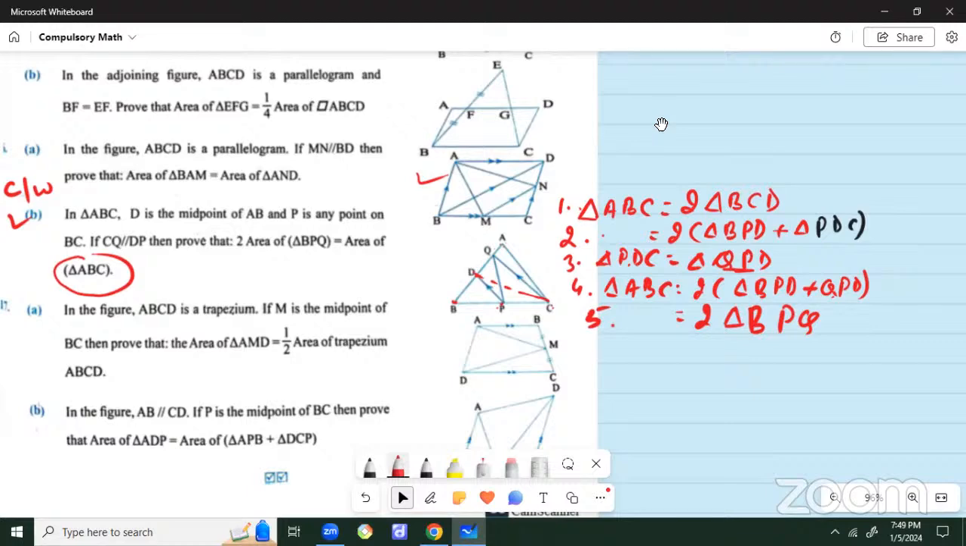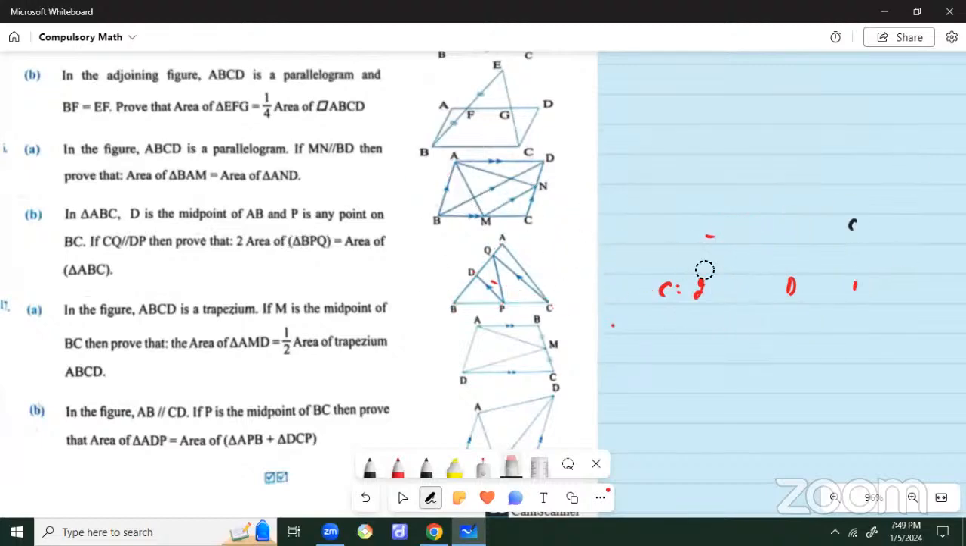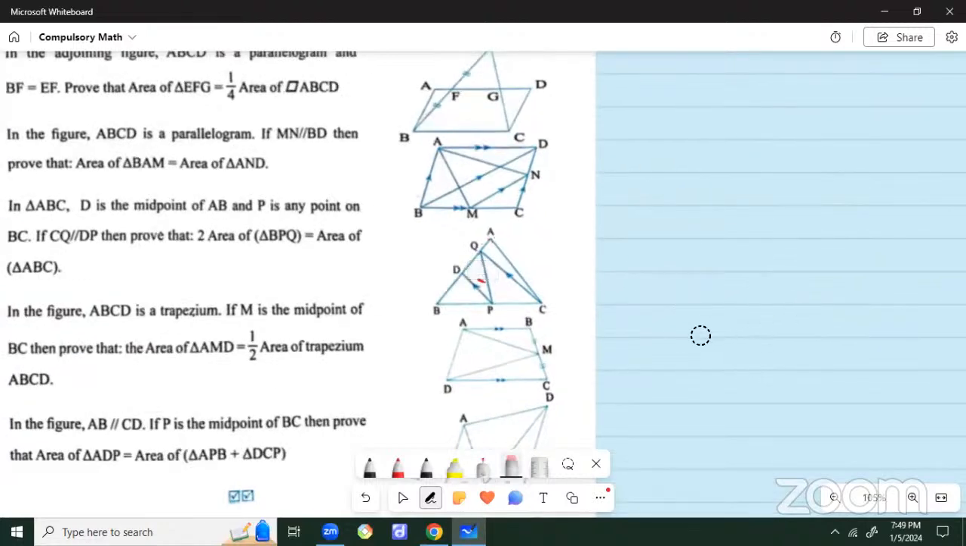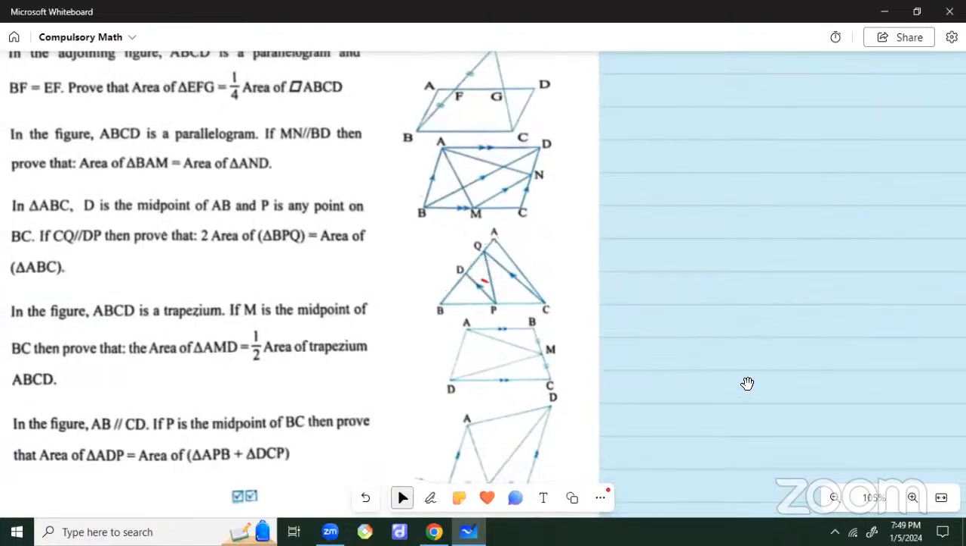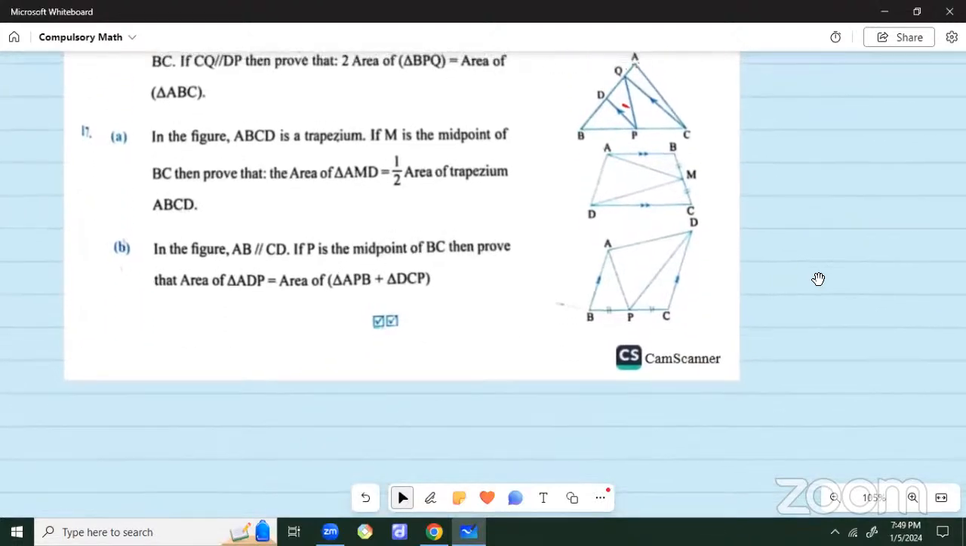Okay, done? Are we done? Okay, let's move to the next number. We haven't done this first of number 17. So let's try doing both.